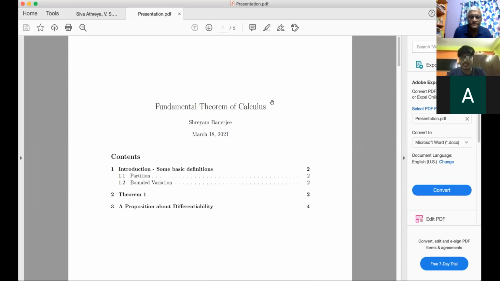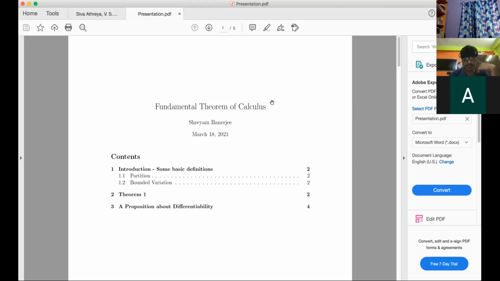Okay, so I'll just continue from where you left. In the beginning, we'll start with some basic definitions. We'll just define what a partition is. It's basically like you take any interval and you divide it into particular points, where x0 is the starting point and xn is the last point, and in between you have the other points. We'll denote all the partitions of the interval AB by P of A comma B.